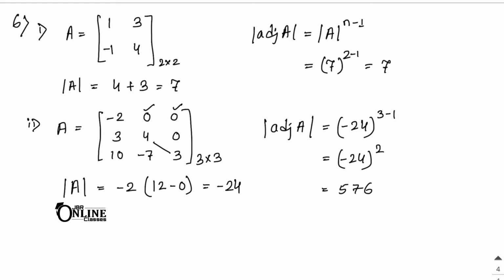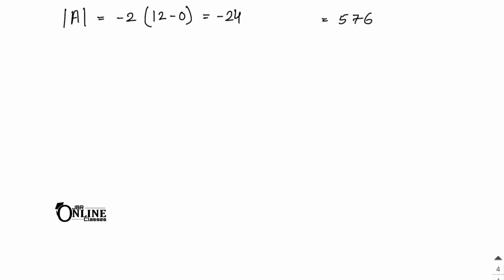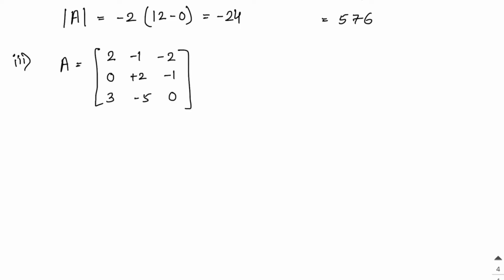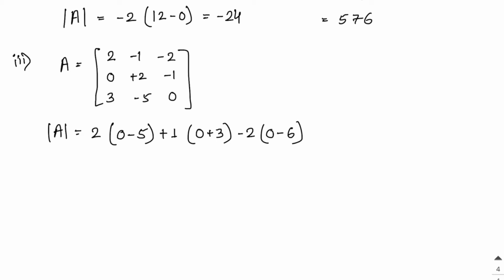Now the last one, that is 6, 3. Here first you have to write down the matrix, and that is 2, minus 1, minus 2, 0, minus 2, sorry, plus 2, minus 1, 3, minus 5, 0. First you have to find det A. For det A, 2 into this one 0, here minus 5, then minus minus plus 1, this one 0, then plus 3, after that minus 2, then 0 minus 6.